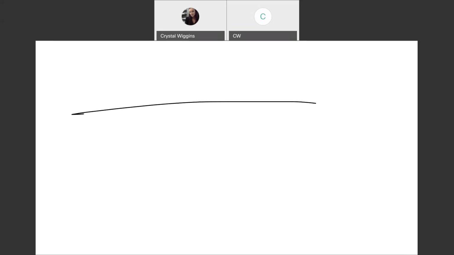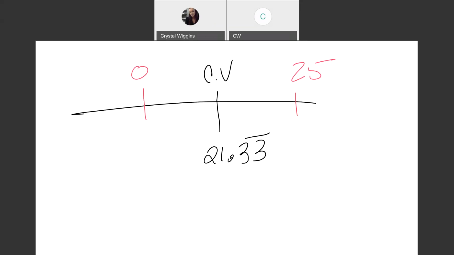Okay, so we set up our critical value of 21.33. It's repeating. That's our critical value. Again, we don't care about the 0 because that's not going to maximize anything. I'll pick a test point on the left side to be 0. Test point on the right side, I'll pick 25. And let's get it done.